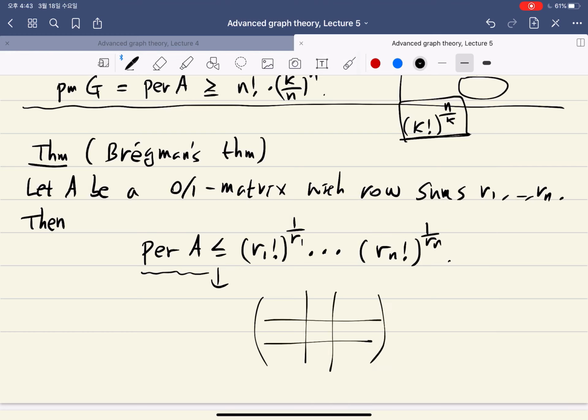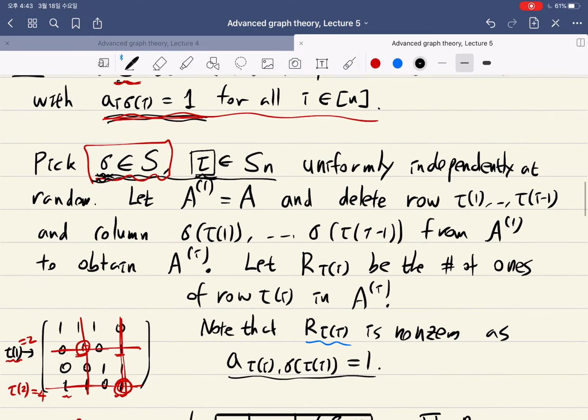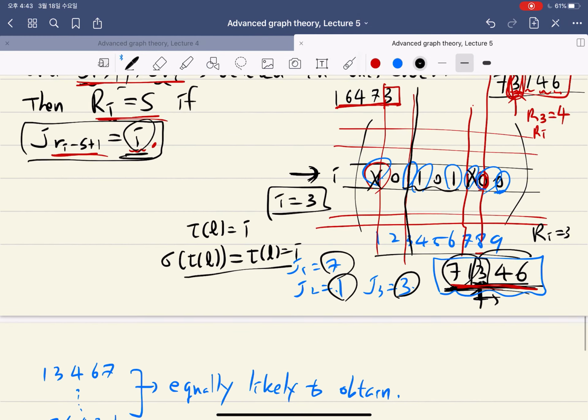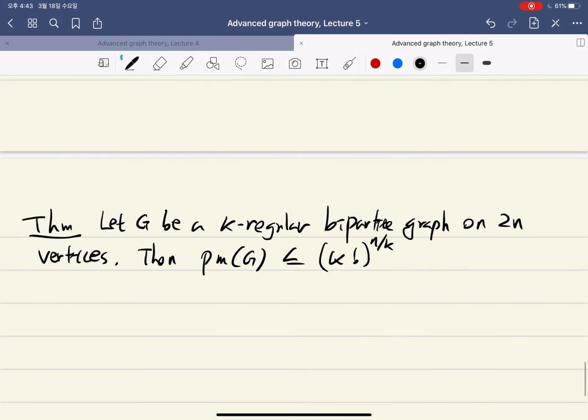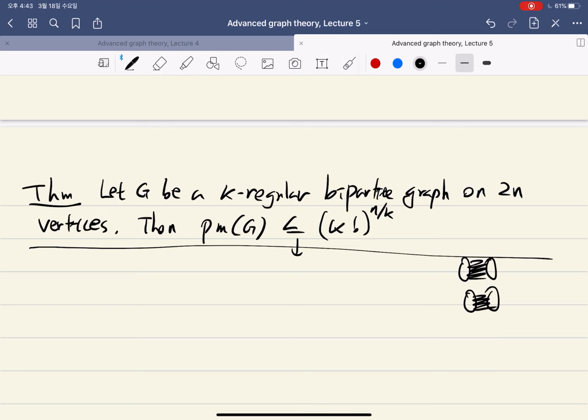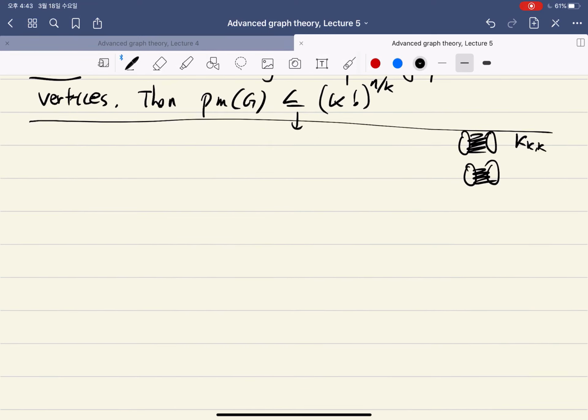So you have some square matrix, and these are all 0 and these are all 1. That's the only case you get the equality. By using that, again, you can show that this equality only holds for a disjoint union of complete bipartite graphs, where each complete bipartite graph is K_{k,k}. And this is only for bipartite graphs.